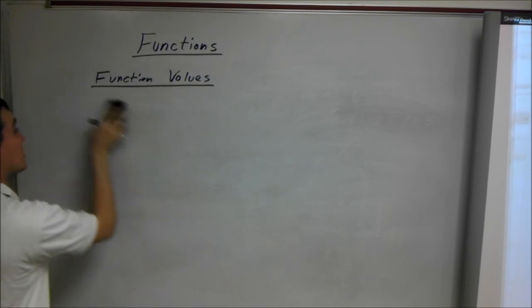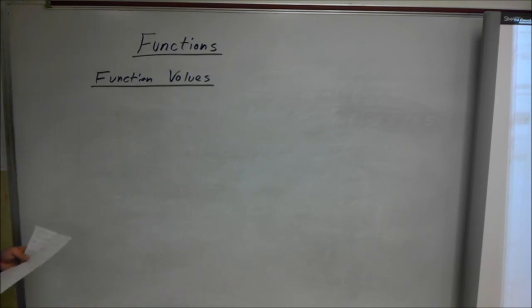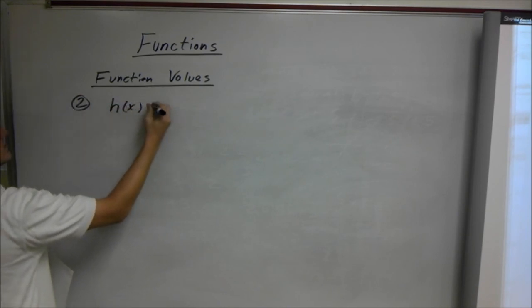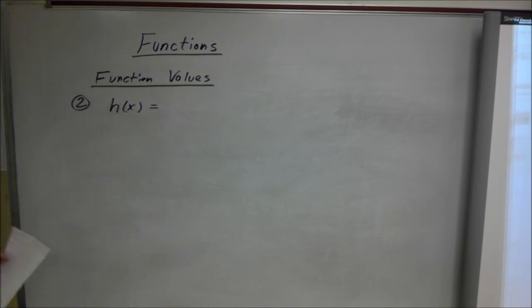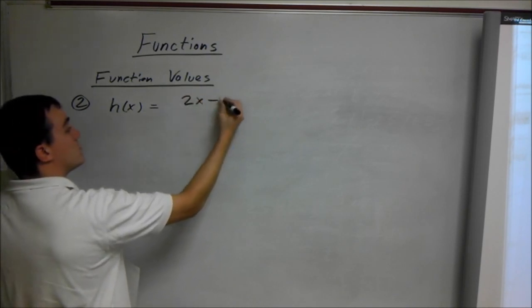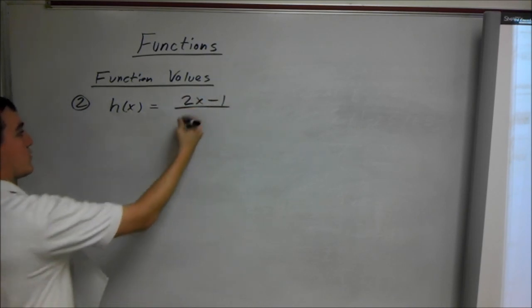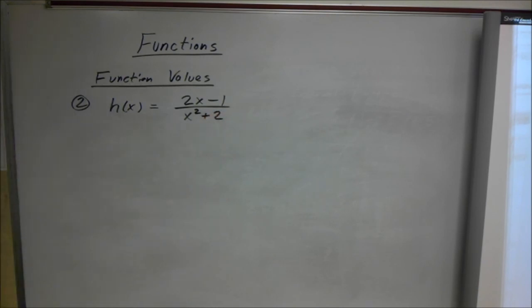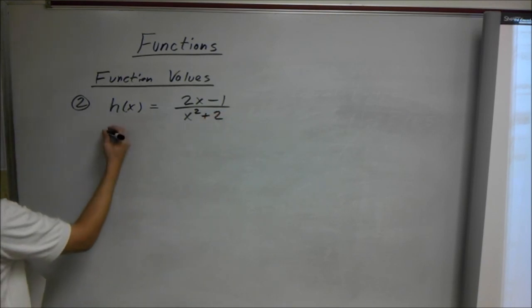Say we had something a little bit harder. Number 2, h of x equals 2x minus 1 over x squared plus 2. Only doing 2 because it's not too hard.